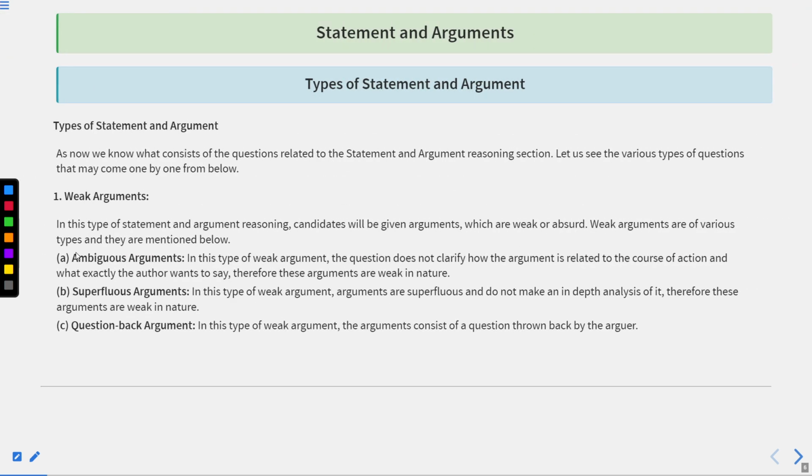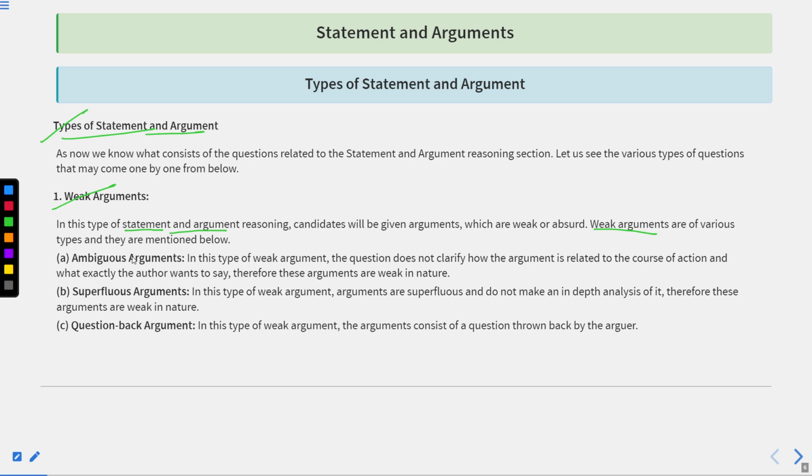Moving forward, the types of arguments and statements have already been discussed in our past videos, where we talked about weak arguments. All those arguments under the statement and argument that form a weak argument are to be neglected. I am repeating it again: they are to be neglected and not accepted. Why? Because these arguments do not logically, reasonably follow the statement that has been provided.